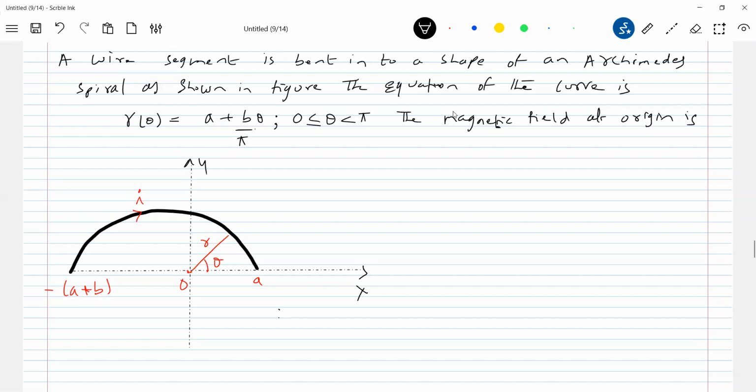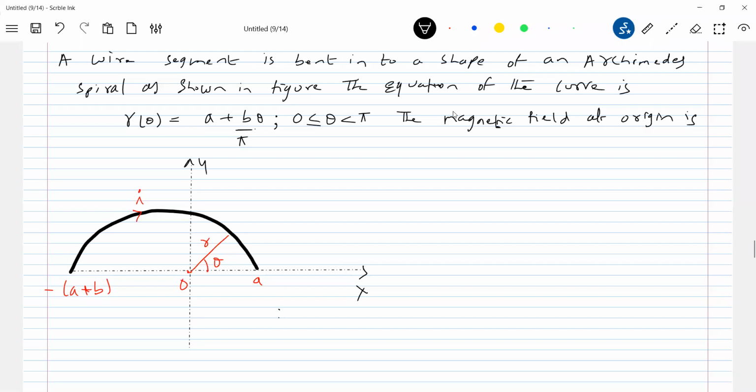So mu naught I by 4b ln of (a pi minus b) by (a pi plus b). Mu naught I by 4b into ln of (a pi minus b) by (a pi plus b). No, that will not come. Something like 1 plus b by a will come. Log of a plus b by a. No, log of a plus b, 1 plus b by a. Only that much.